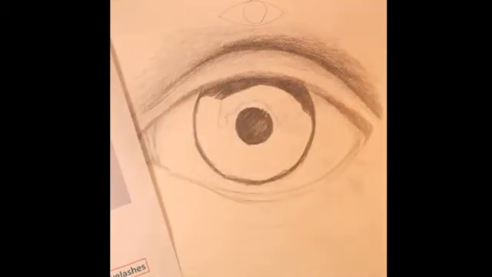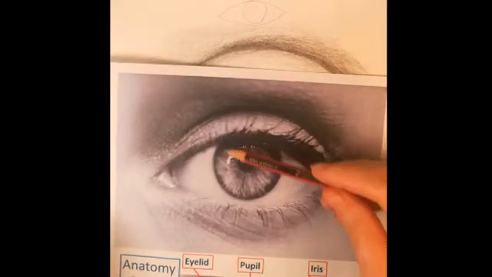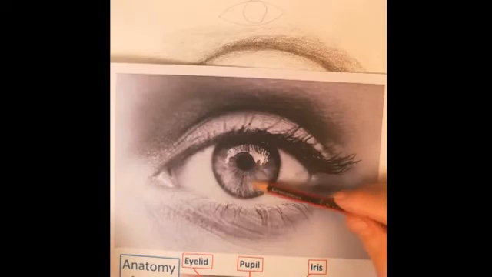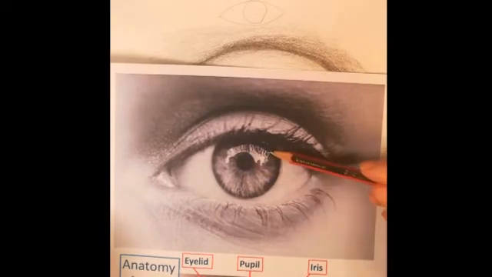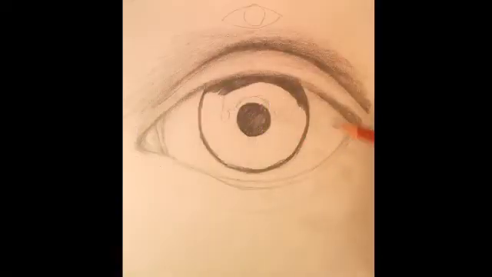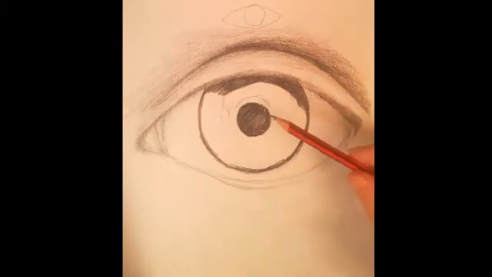So you can see now that I've put tones onto all the darkest areas of the iris. These lines here I'll add after I've added the basic tones in here. Now, when I was adding the dark tones into here, I needed to press really hard with my pencil and use the point of the pencil.